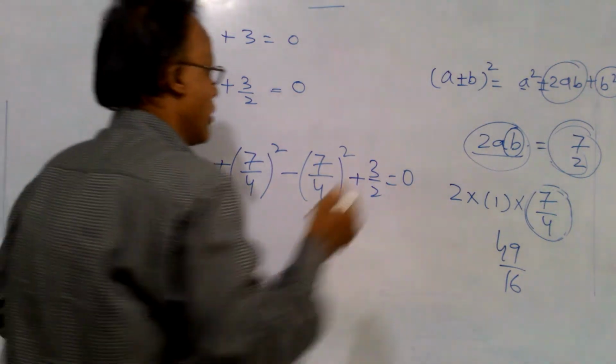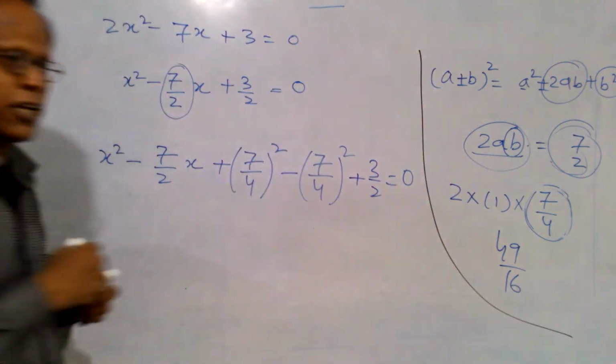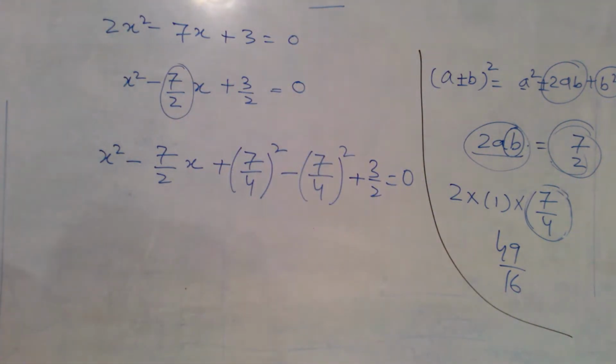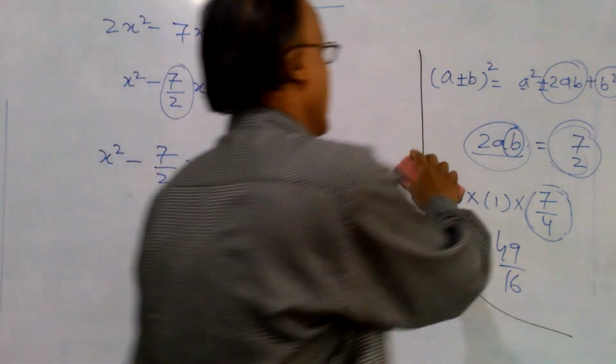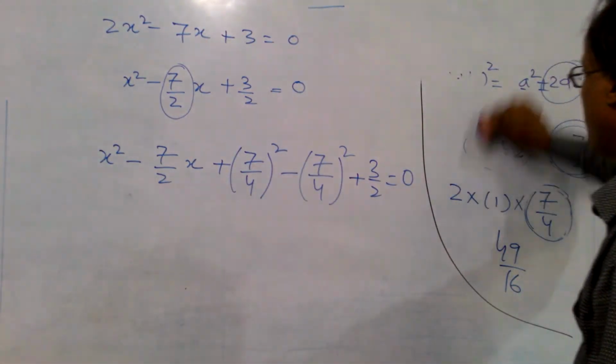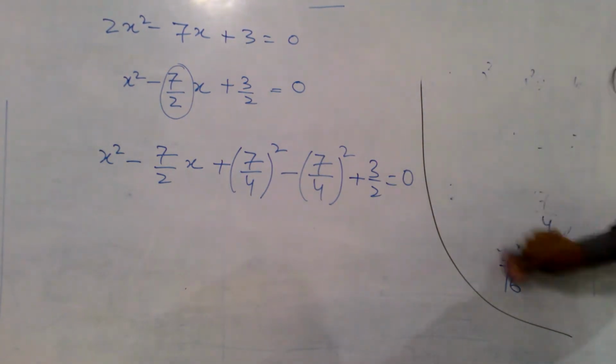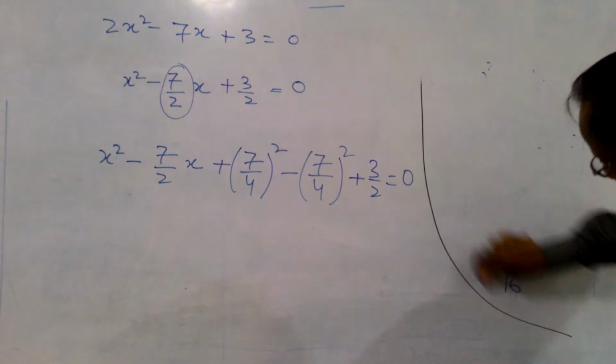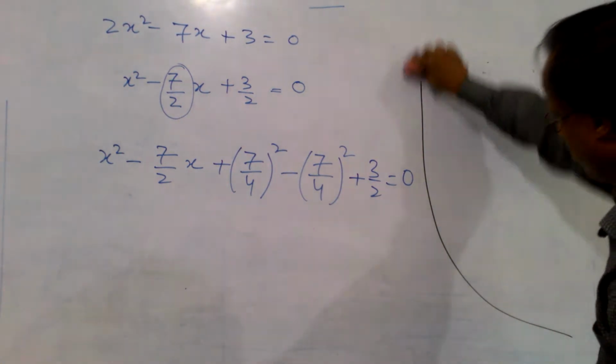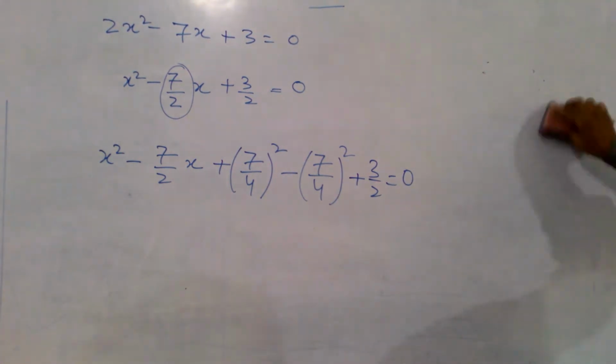This is your whole idea about these things. I hope it is clear up to this step. Any doubt? So to make it a perfect square, we choose the value of b like that so that it becomes a perfect whole square. So we add and subtract that value, then we get the proper whole square.